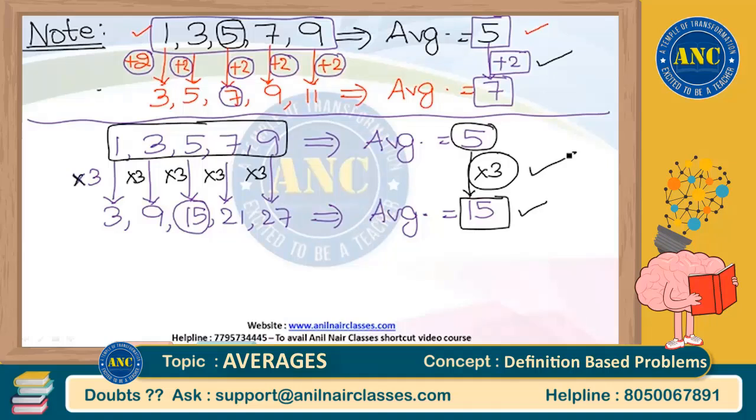I believe that you are very clear with this particular concept. Each number in the given series is increased or decreased or multiplied by some constant k, average also increases or decreases or multiplies by the same constant k respectively. This is the concept. Whatever we have learnt right now is the concept. You can take any series, whether it is in arithmetic progression or not, it will give you the answer, right?